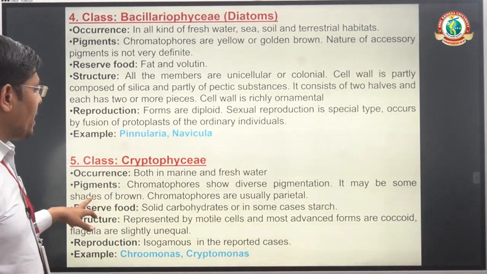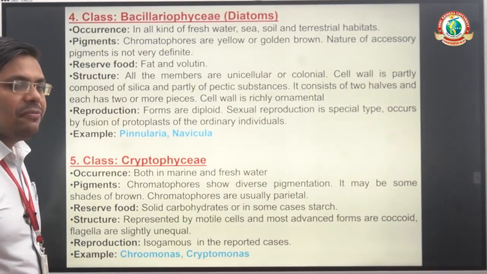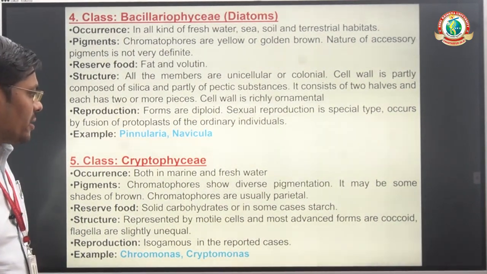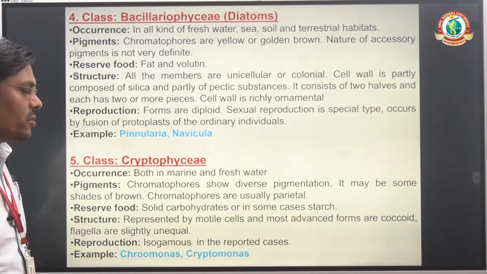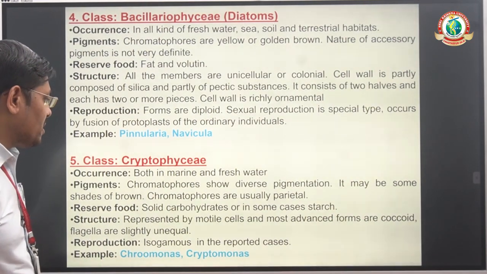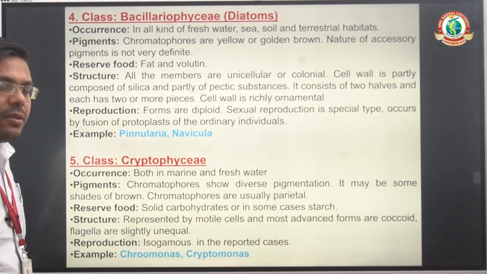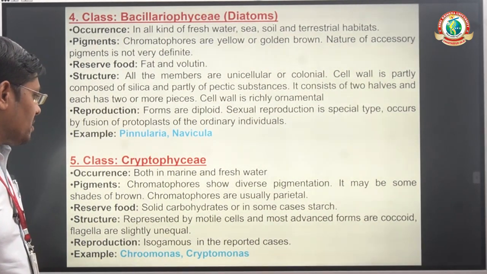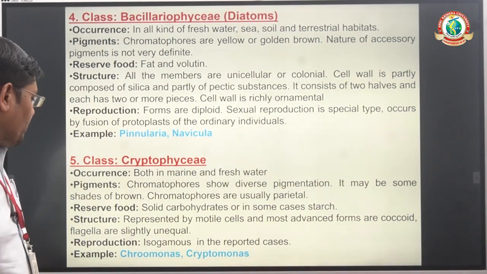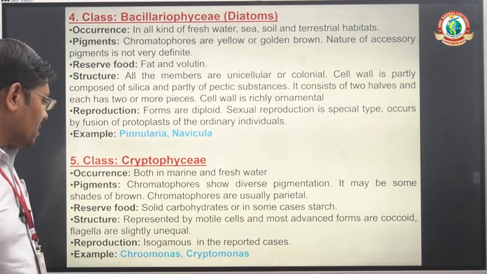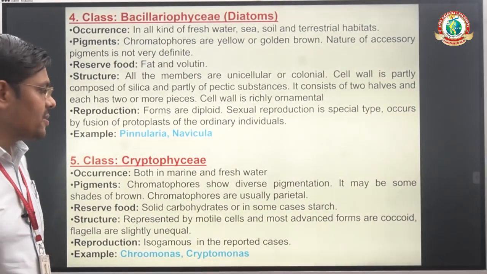Fifth class is Cryptophyceae. These are generally found in marine or some fresh water. Pigments are chromatophores, and chromatophores are usually parietal in nature. Reserve food material is solid carbohydrate, or in some cases it may be starch. The structure is generally motile cells, and reproduction is of isogamous type. Examples are Chroomonas and Cryptomonas.